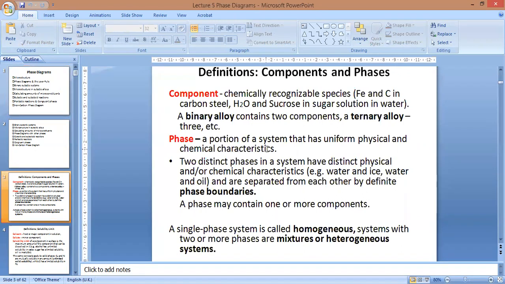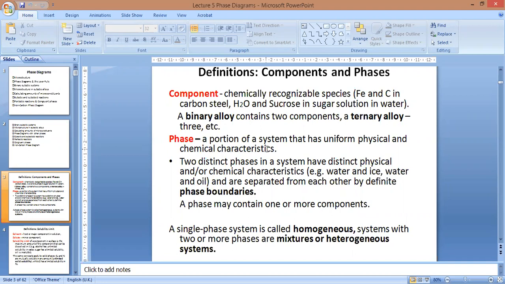Sucrose in sugar, basically a sugar solution. Those are the common examples that we're going to use. And that's one that I usually use also, sugar solution, sugar and water. And we're going to look at what is known as a binary alloy. So a binary alloy is simply an alloy that contains 2 components.